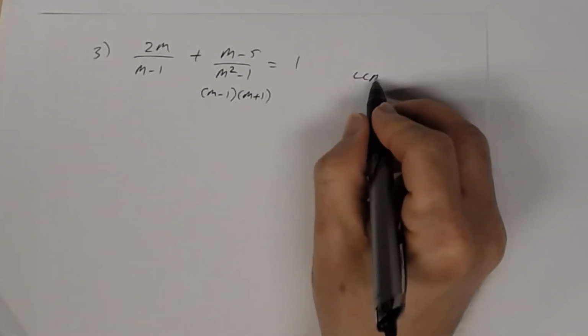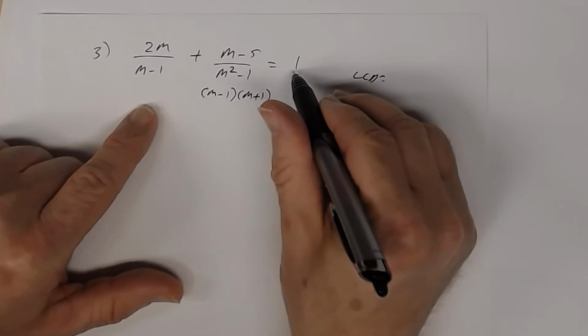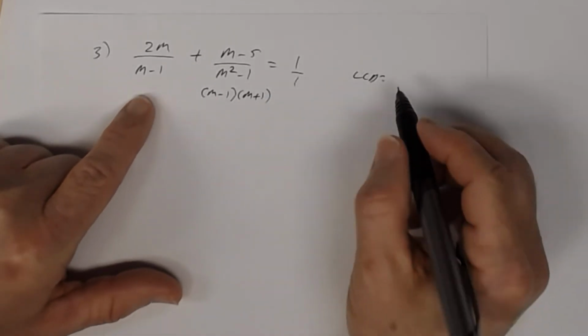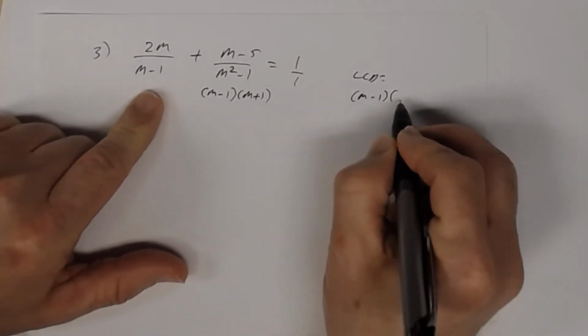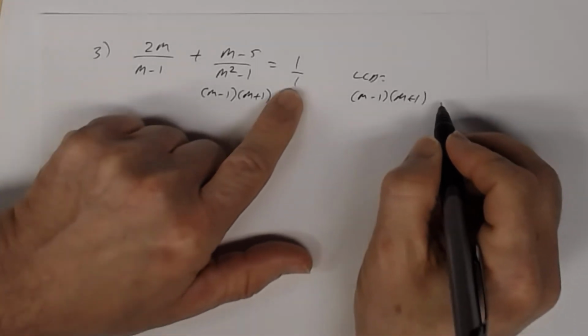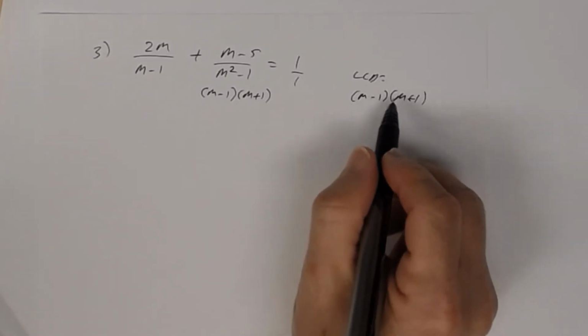And so my least common denominator, remember, must include every distinct factor that you see in all of these denominators, and this is 1 divided by 1. Remember that, 1 divided by 1. So my least common denominator is going to be m minus 1. I already have m minus 1. The next one's m plus 1. I must use it. And that's a 1, and 1's a factor of every expression. So that's your least common denominator.